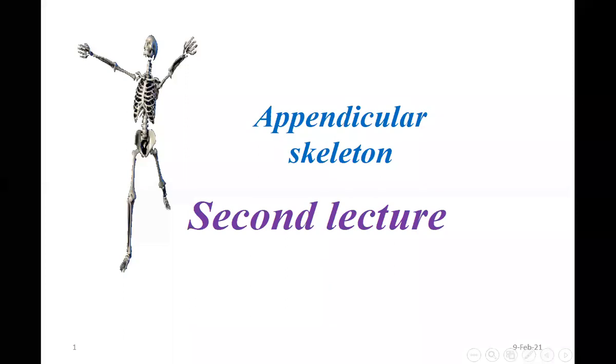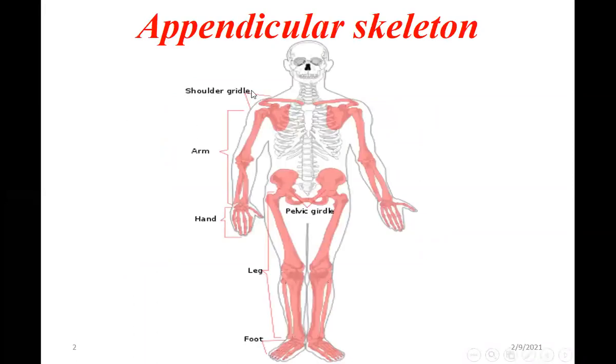Okay, we'll start today's lecture with some previous background which we covered. In the last lecture, we discussed the appendicular skeleton. The appendicular skeleton is that part which is away from the center. This is the axial skeleton, and this which is away from the center is called the appendicular skeleton, including the bones of the upper limb as well as the bones of the lower limb.